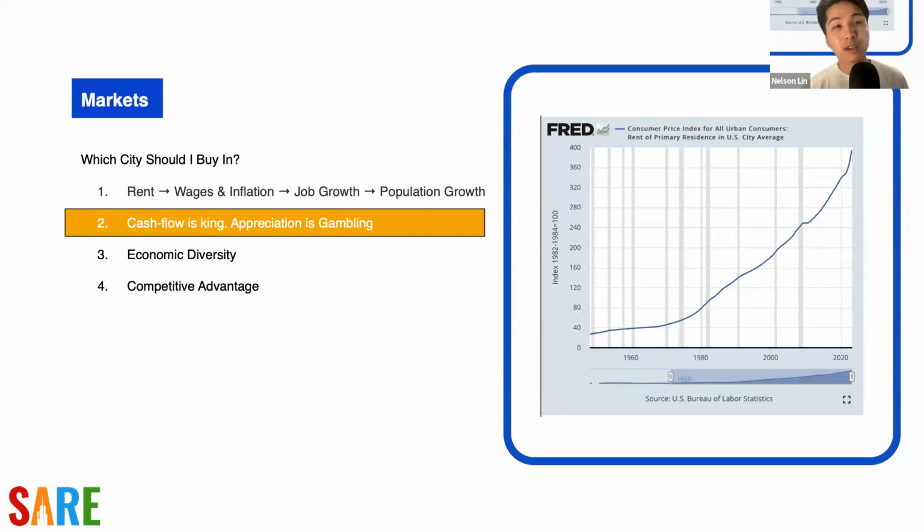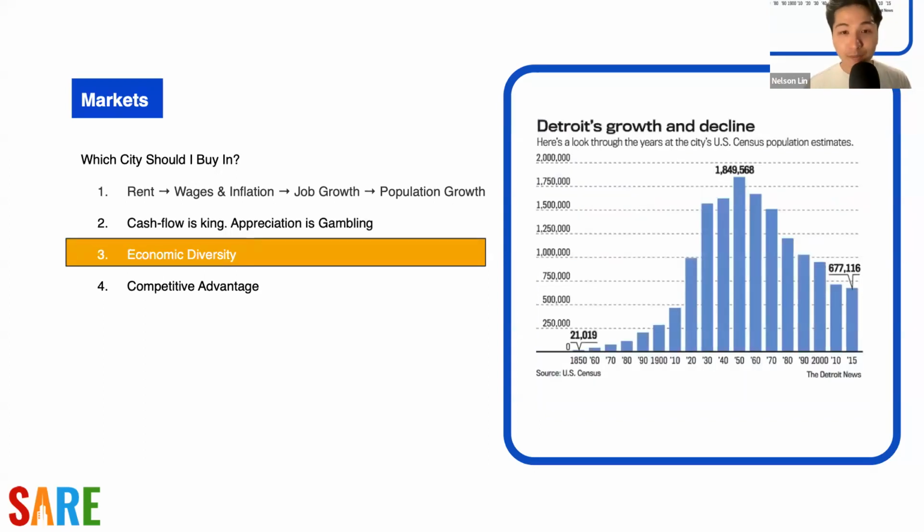That'll keep you safer because when a downturn does happen, you're not forced to sell. And that's usually the worst time. It's all about trying to survive to get to the other side of that downturn. Economic diversity. Now, Detroit is the biggest example that I know.